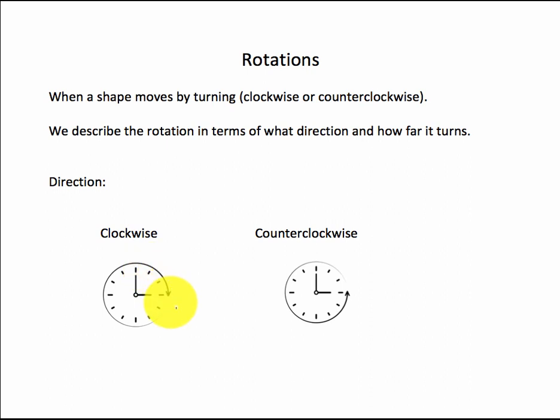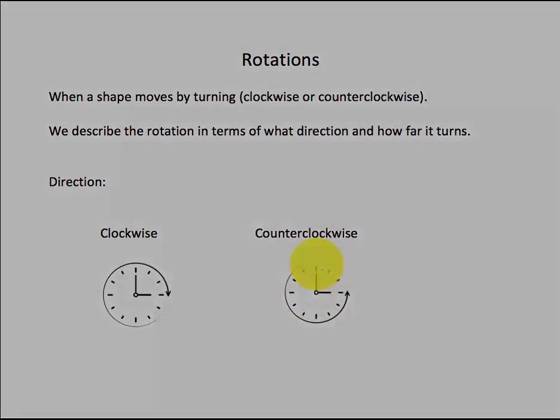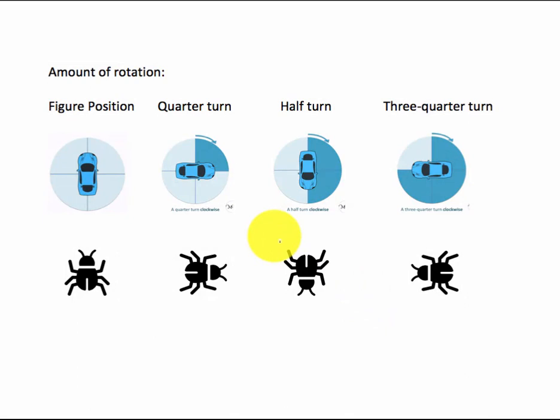Okay, so if we're moving clockwise, if you just picture a clock, and we know that a clock ticks this way, it goes around the clock, starting at 12, 1, 2, 3, all the way around, back to 12 again. So if the shape rotates in that direction, then it's rotating clockwise. If it's going the opposite direction, going backwards on a clock, then we call that counterclockwise. And then the second part is how far it rotates, so the amount of rotation.